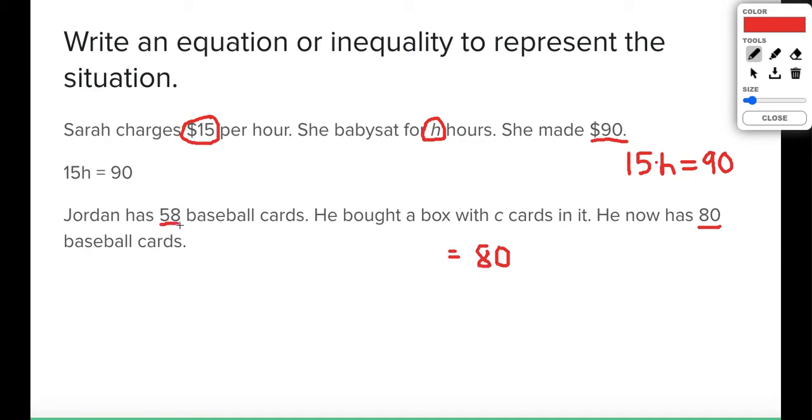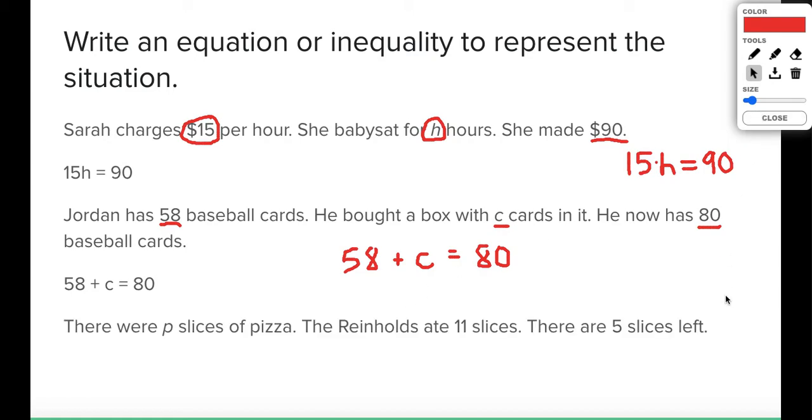It looks like Jordan had a starting number and then he bought C more. If I'm starting with 58 and buying more, I'm going to add to that total. So we're going to add in C to get to our new total, which is 80. That's an equation that would represent this situation.